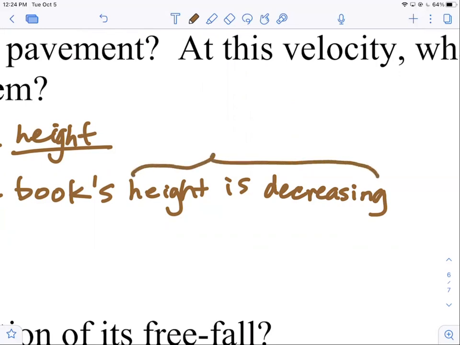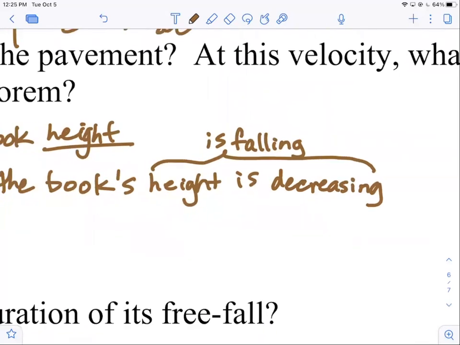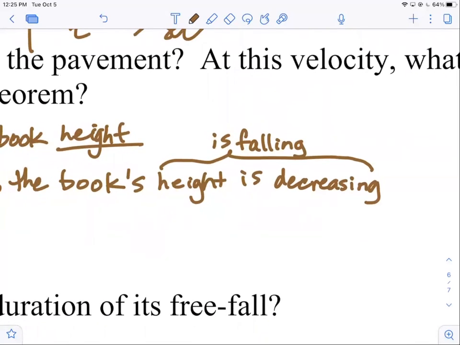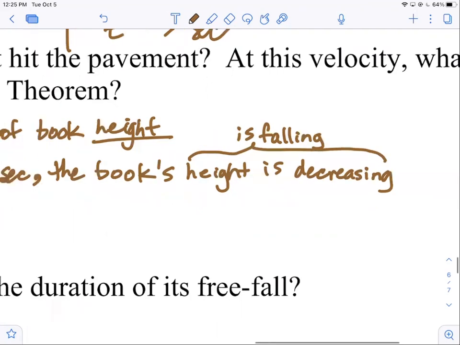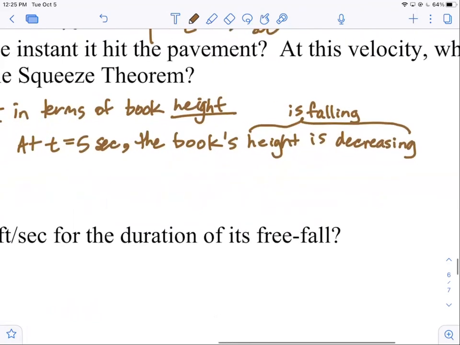If you want to take it to like a wordsmith, like an English teacher, they might just say, when you say the height is decreasing, you could just say is falling, right? And that's fine. Sometimes you might be able to use better words, but if you always talk about a quantity increasing or a quantity decreasing, you'll always get full credit. You can leave the rephrasing to another day, to another profession or to another hobby of yours. So at t equals 5 seconds, the book height is decreasing.